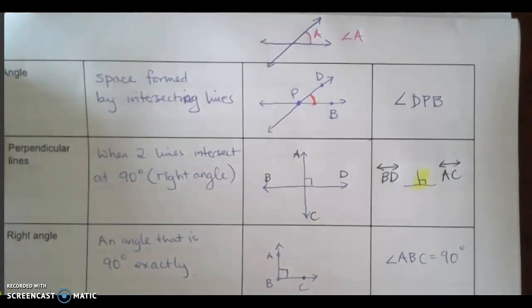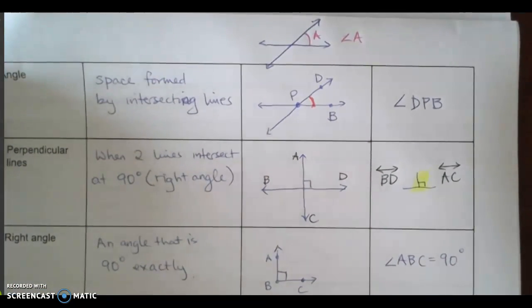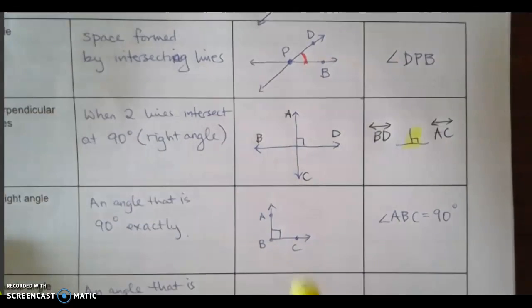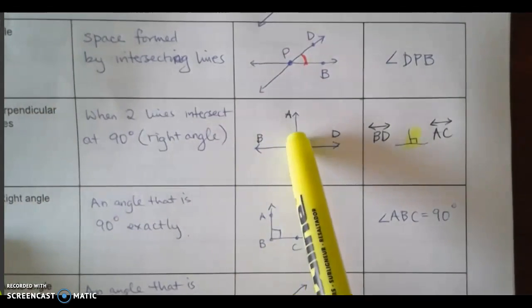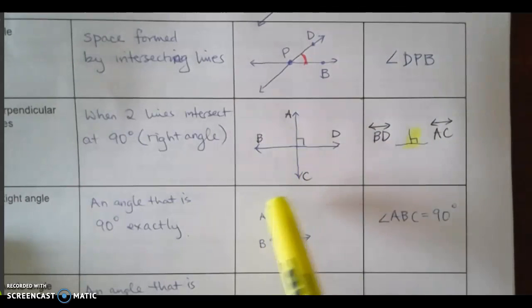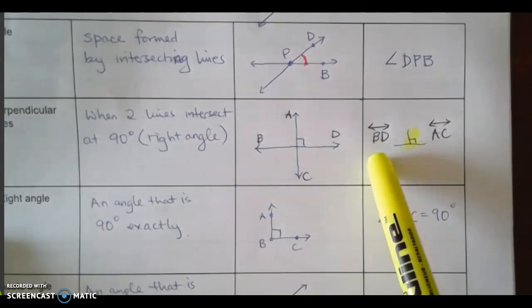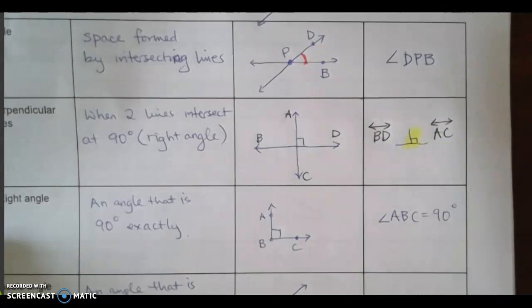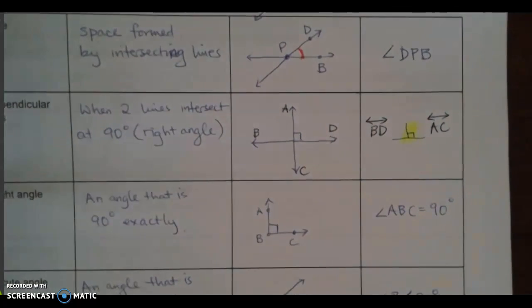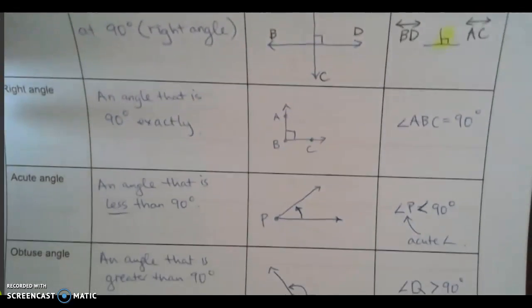Okay, then the next page should look like this. Everything is pretty straightforward. And then again, for perpendicular, the symbol that tells you is that 90-degree angle symbol. And how you write that as notation is BD is perpendicular to AC. Everything else is pretty self-explanatory.